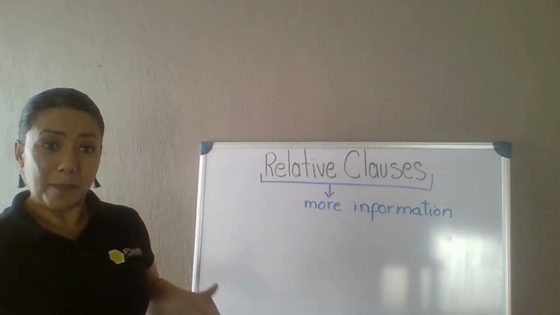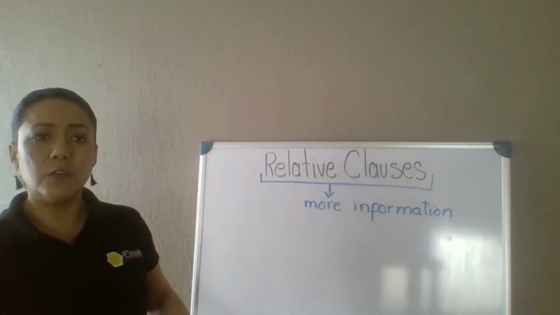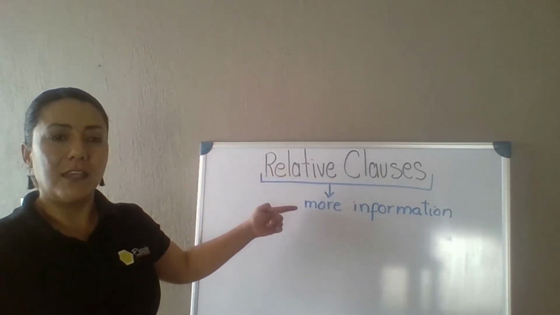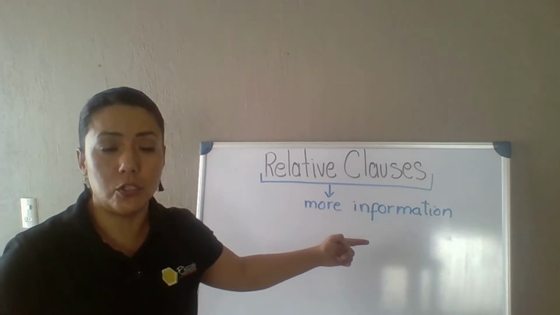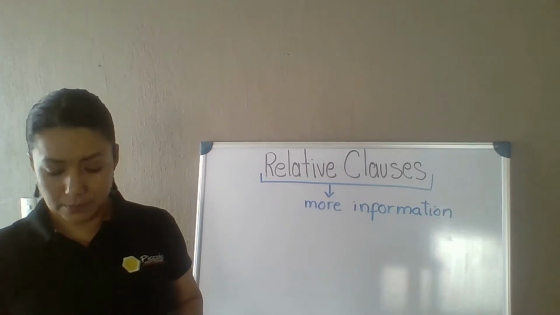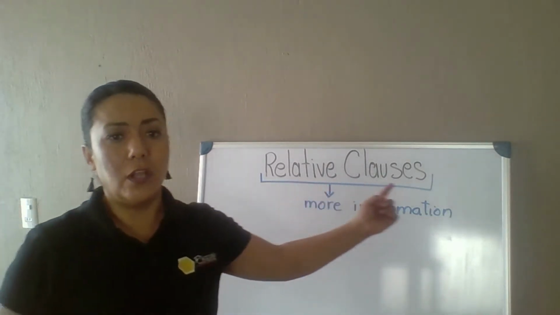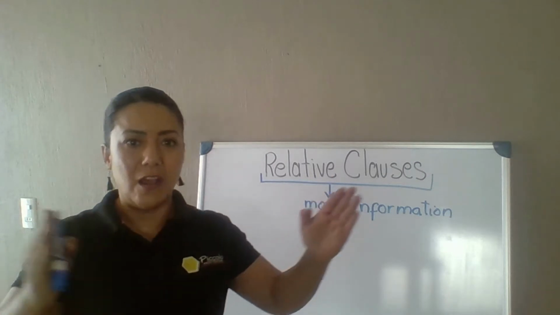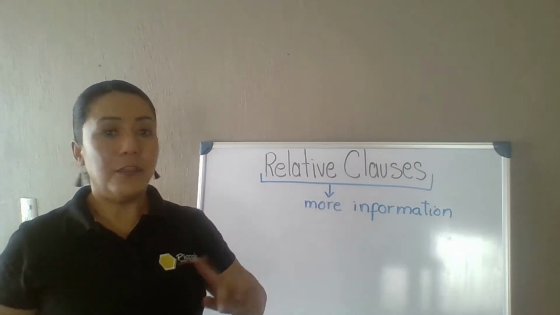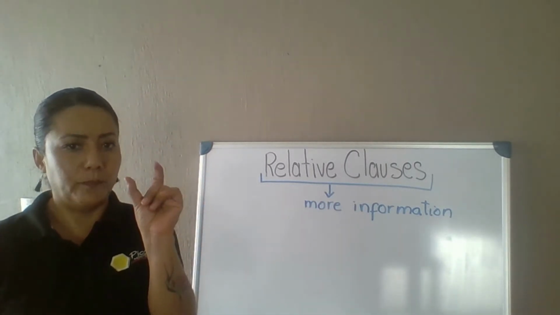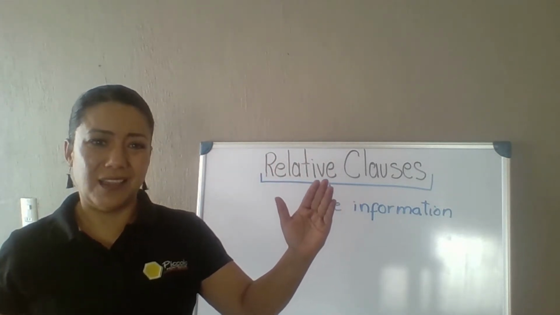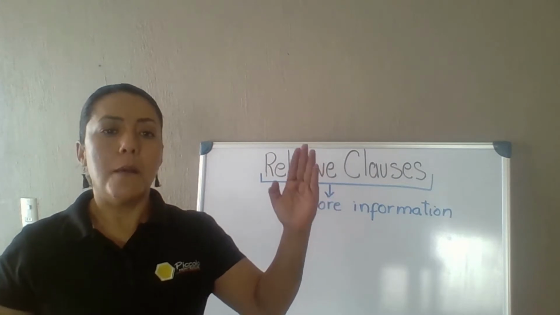Okay. The topic for today's class is relative clauses. The book says relative clauses give us more information about the subject in our sentence. One thing that I want to mention is relative clauses are like another subject, like another predicate, like a complete sentence. They are not only words, no, they are pieces of information like a complete sentence or like predicates.